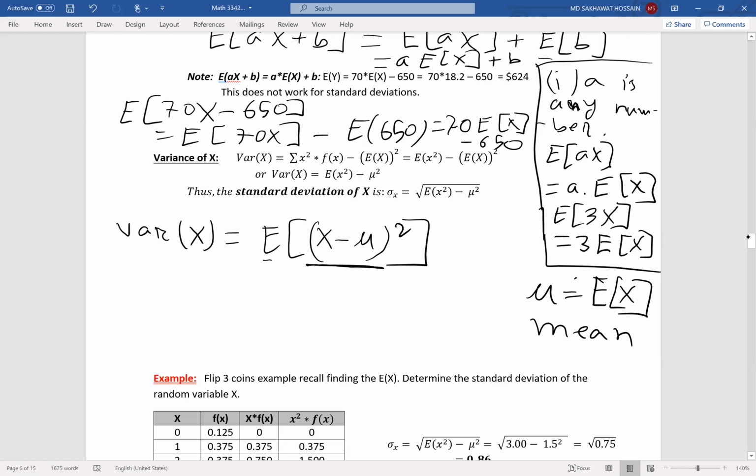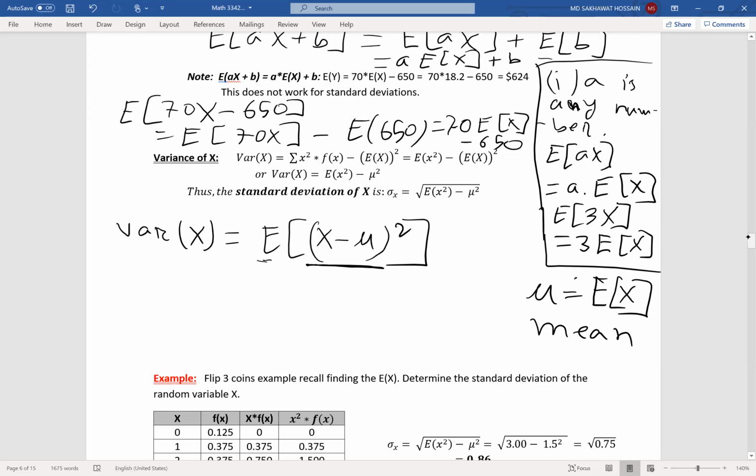And then we are taking the square. And after that, we are taking the expected value. So the variance is the expected squared deviation from the mean. This is called the squared deviation from the mean, and we are finding the expected value. So the variance is the expected squared deviation from the mean of the random variable. Okay. So now how can we find this expected value?